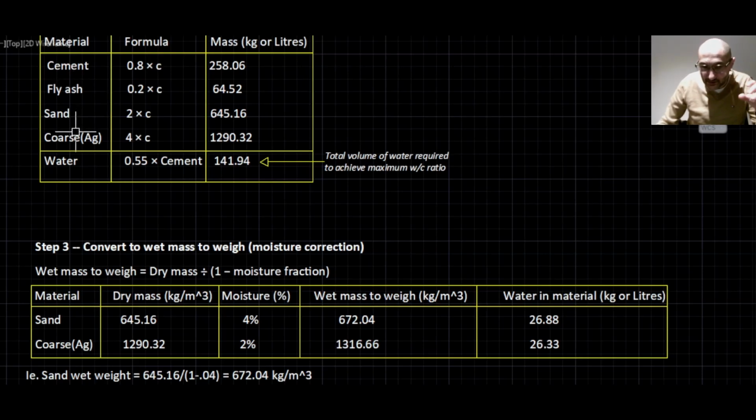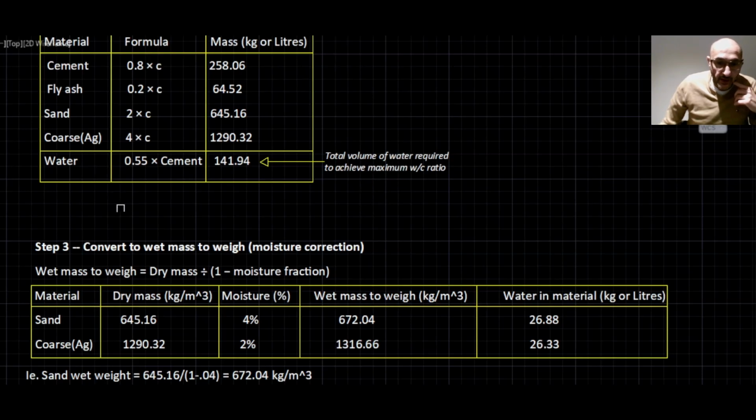The entire water in the mix is 0.55 multiplied by the cement, which is 141.94 liters, okay? So again, if you note here, we've only allowed the water to cement ratio. So that's the entire amount of water that we can allow in the mix, to include any moisture as well. So water cannot exceed 141.94. All right.